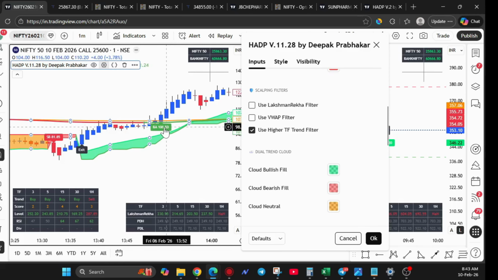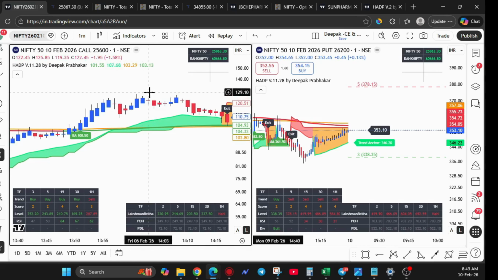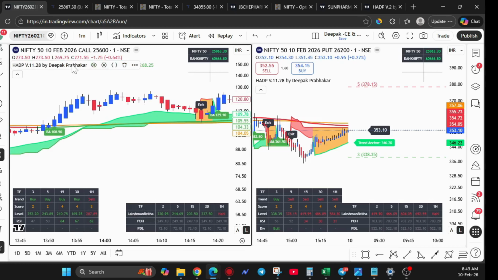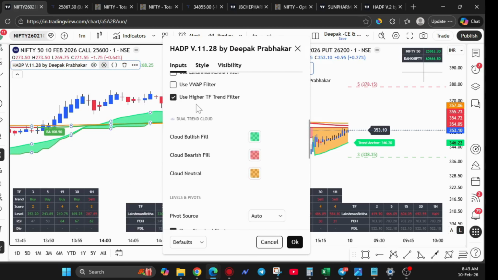In this case, it had an alignment with a 3 minutes candle. It closed above the VWAP, it closed above the Lakshman Rekha, and the high of this was broken, so it started to move out. And this is a 1 minute candle, right? So this is the importance of the three filters here. Very important. The best practice is to use the higher time frame filter on.